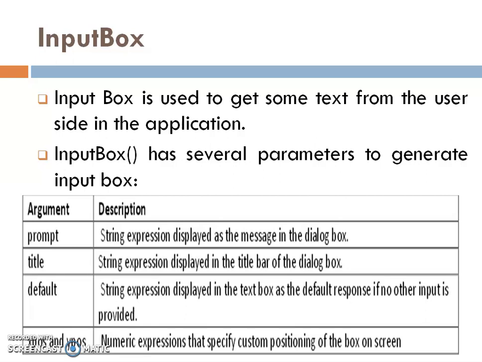Then we write default. Default is also a string expression displayed in the text box as the default response if no other input is provided. Then lastly we give X position and Y position. It is the numerical expression that specifies the custom position of the box on screen.